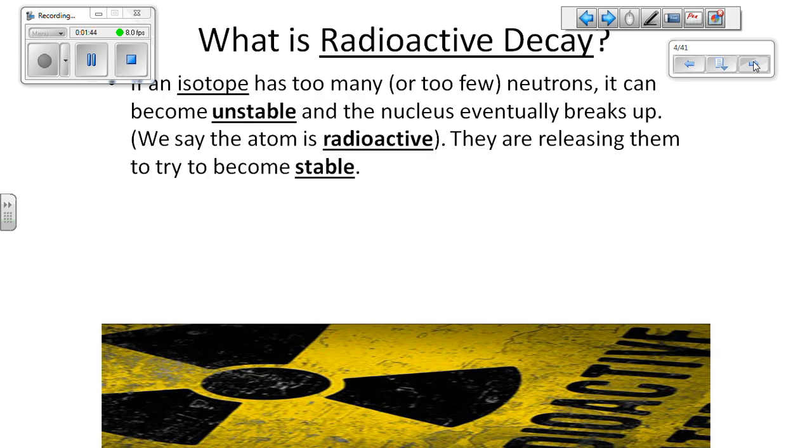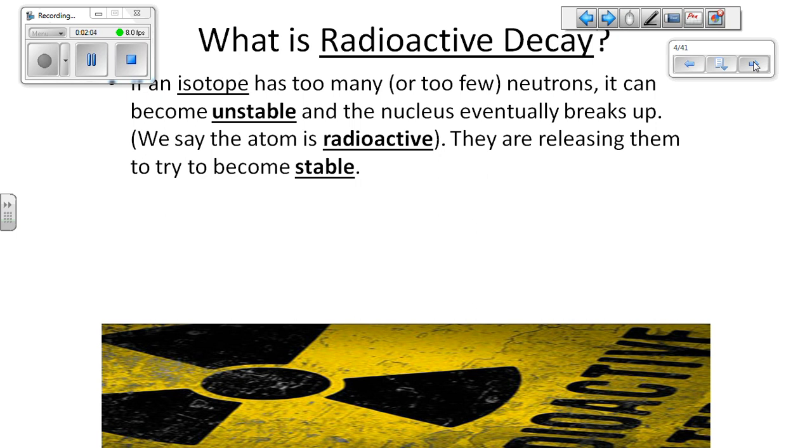Now, what is radioactive decay? When these isotopes have too many or too few neutrons, then they can become unstable. And we've talked a lot about how in nature things like to attain stability. So when the nucleus becomes unstable, it will eventually break up. Then we say that the atom has become radioactive.